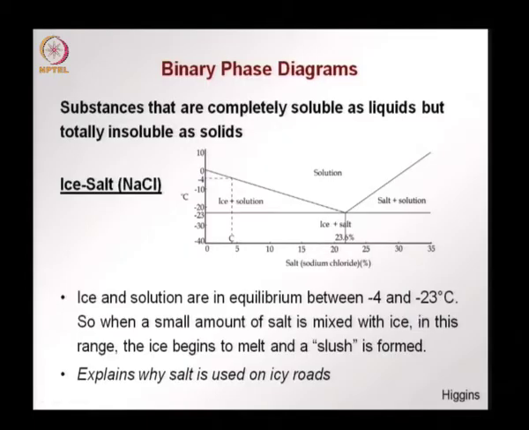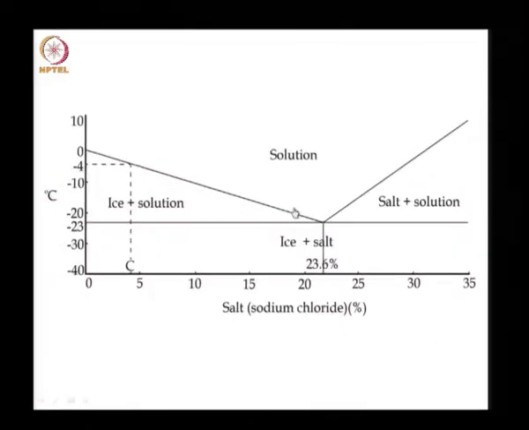Let us see what happens when we have a substance that is completely soluble in another as a liquid, but the two substances are totally insoluble as solids. That would be the case of the mixture of ice and salt, say sodium chloride. So, what we find is that there is a region where we have a solution of water and salt, this is this region. This region both ice and a solution of water and sodium chloride can exist.